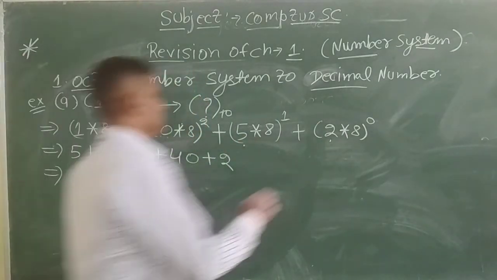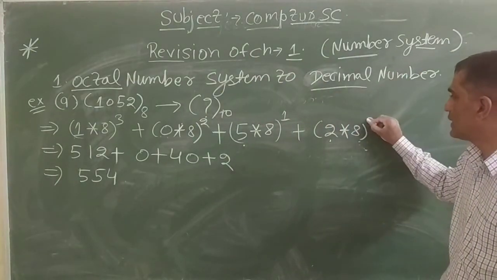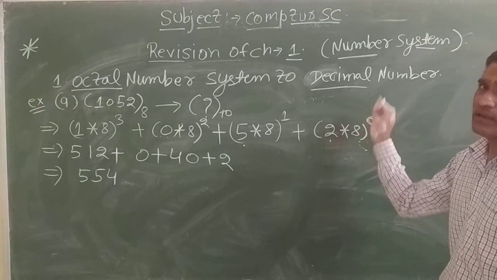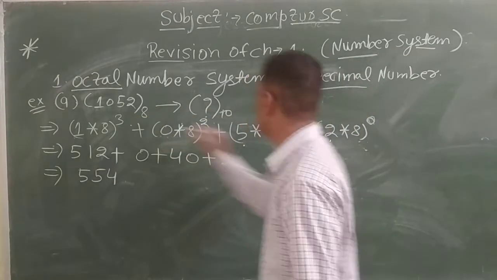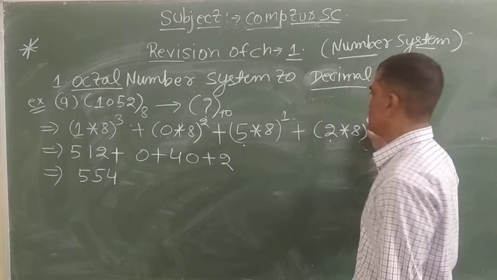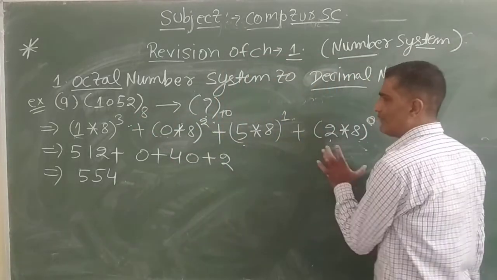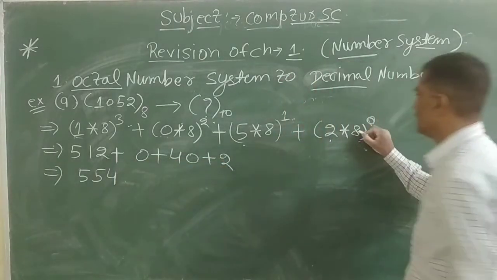Starting from the last digit of this number, we have to write the power as 0 and keep increasing by 1: 0, 1, 2, 3, and so on. After this, we have to solve this problem from this series.